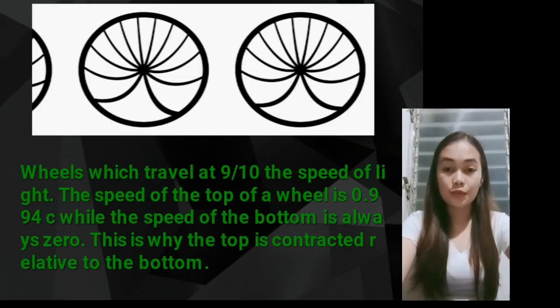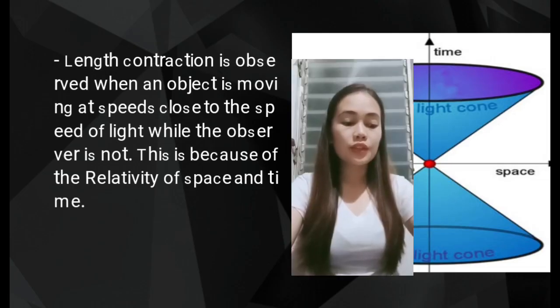So for example, for a wheel which travels at 0.9 to 1.0 the speed of light, the speed of the top of the wheel is 0.994, while the speed of the bottom is always 0. That is why the top is contracted relative to the bottom. So, length contraction is observed when an object is moving at speeds close to the speed of light while the observer is not. This is because of the relativity of space and time.